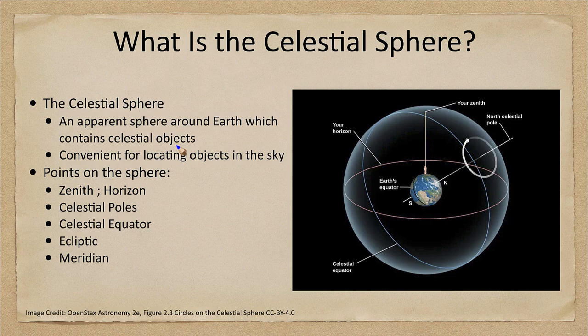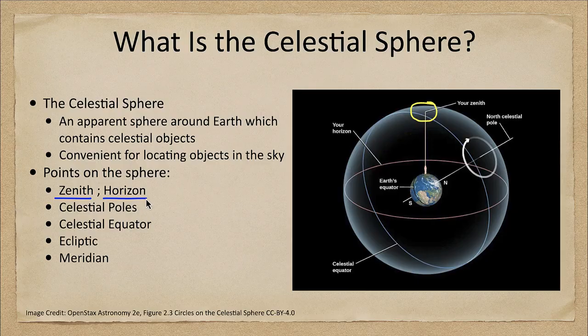So when we look at the celestial sphere, we see a number of different points, including the zenith, which is the point straight overhead. So the zenith is wherever you are located. If you look straight up, that is what you will see. So an object straight overhead is said to be at your zenith.